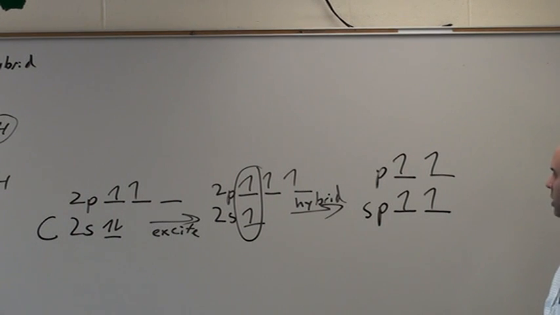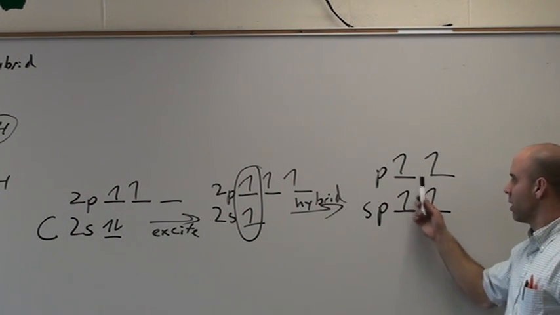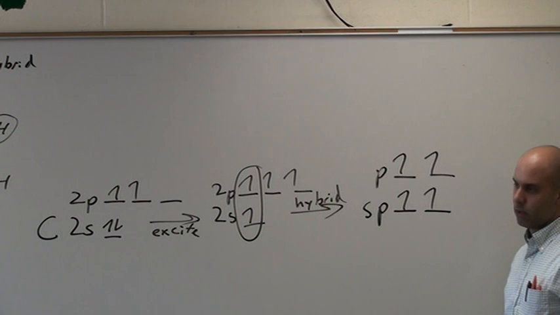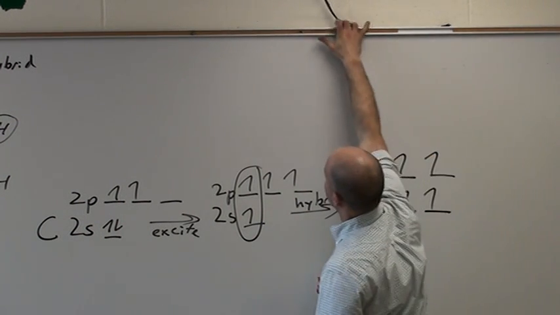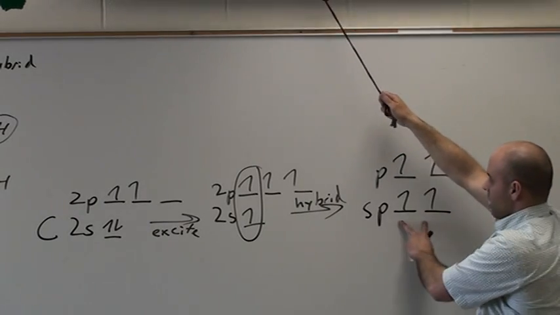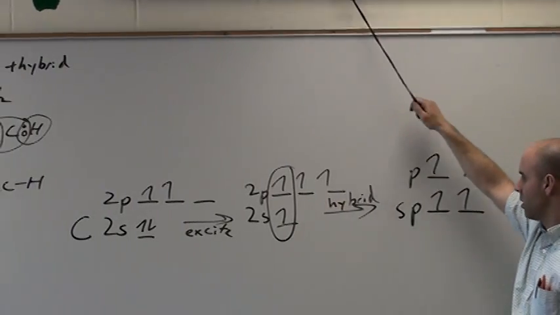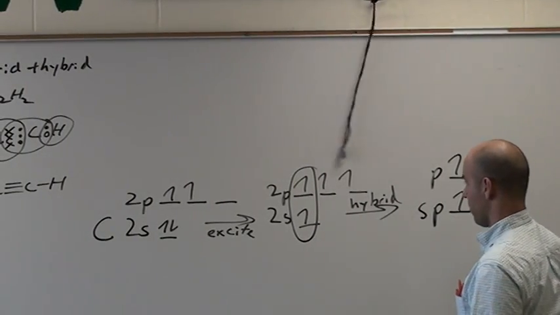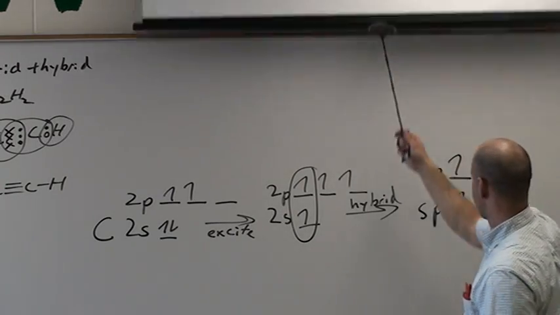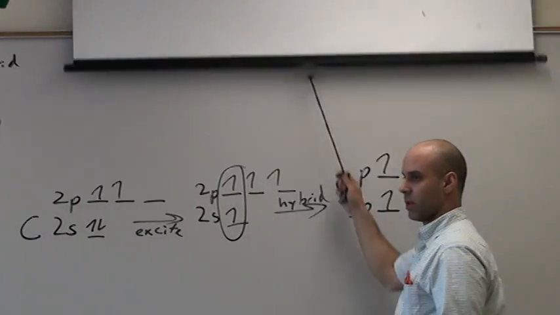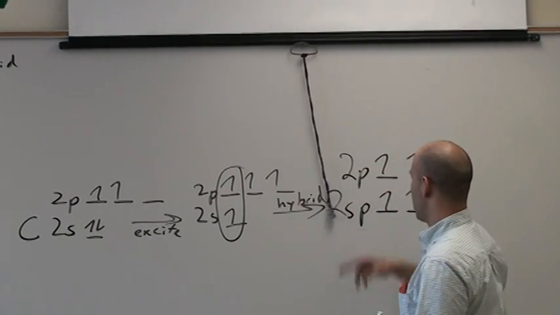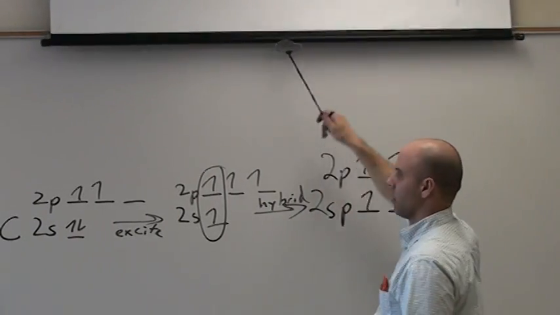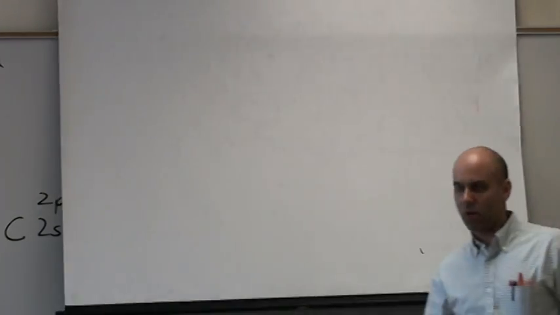So after the hybridization, I have 2 sp orbitals and my 2 leftover p orbitals. And for the sps, don't you have to put p2? No, you answer with 1p. If you wanna put the energy level, you can, but you don't put the number of electrons. Not for molecular orbitals.